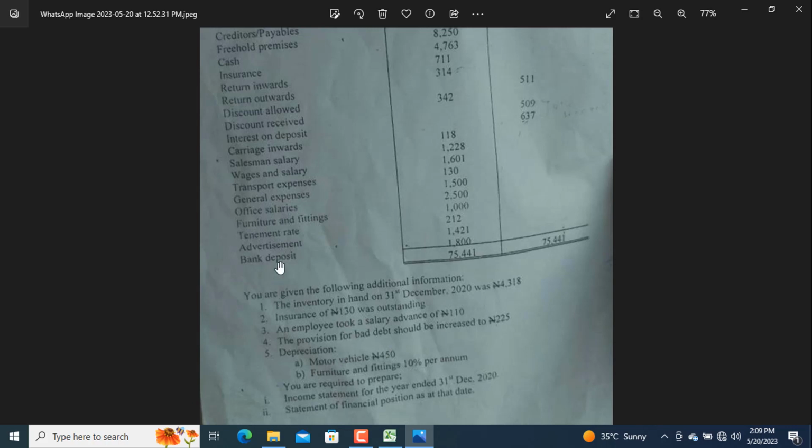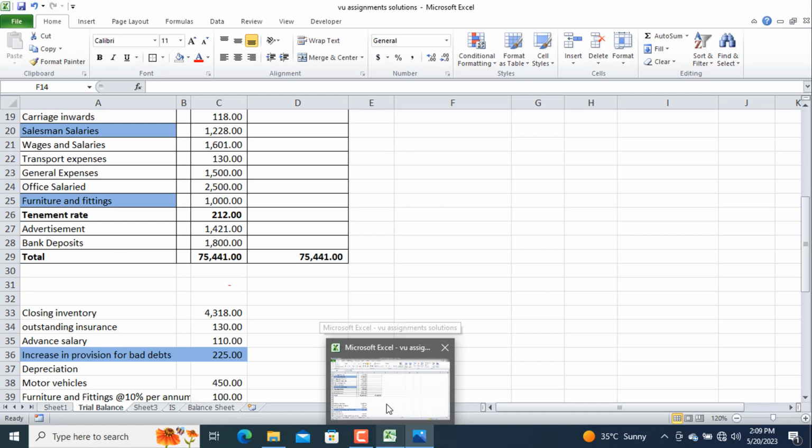You have noticed that depreciation is not available in the trial balance, bad debt is not available in the trial balance, and advance salary is not available in the trial balance. So for those which are not available, we have to make entries for all kinds of adjustment, and then according to the general entry we are going to transfer the debit and credit amounts to their respective accounts. Let's move to the solution that I have prepared in the Excel workbook.